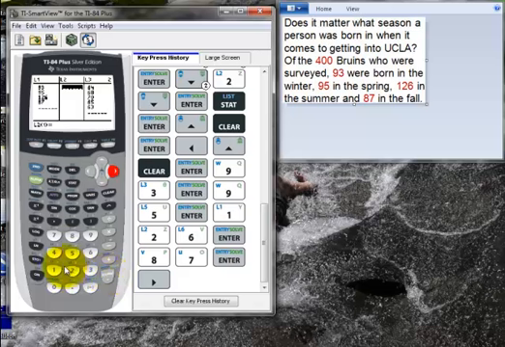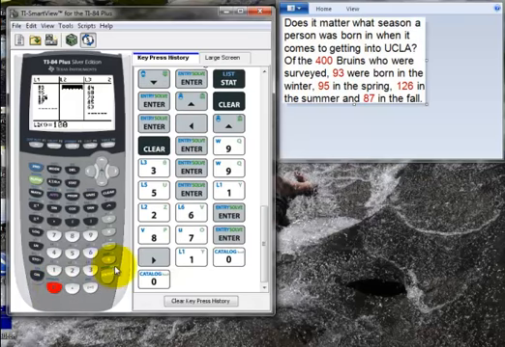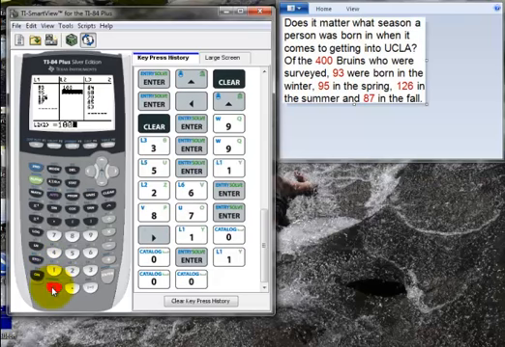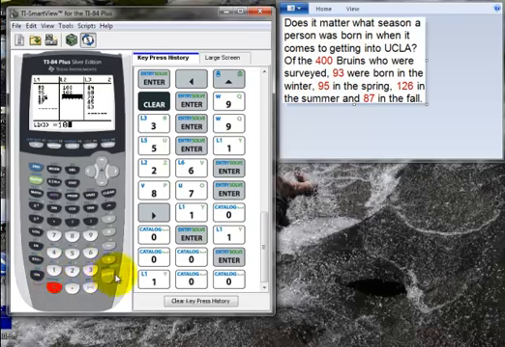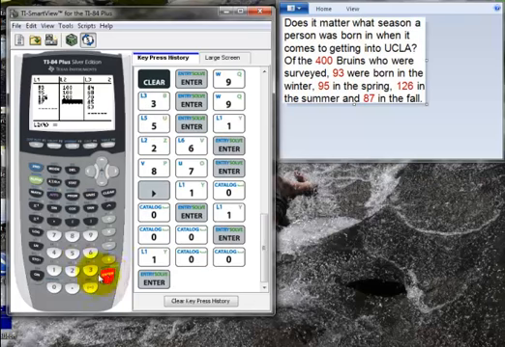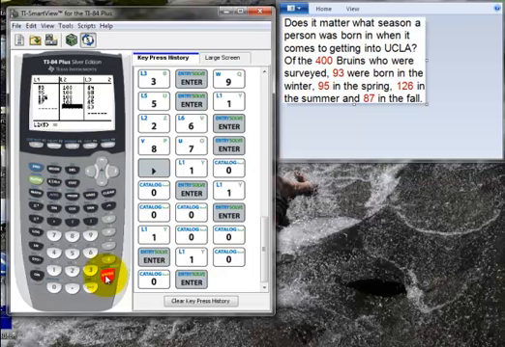So for the winter, you expect 100 Bruins that were born in winter. You would expect 100 that were born in the spring. You would expect 100 that were born in the summer. And you would expect 100 that were born in the fall. So whenever you have a uniform distribution, all the expected numbers are going to be the same. That's what uniform is all about.